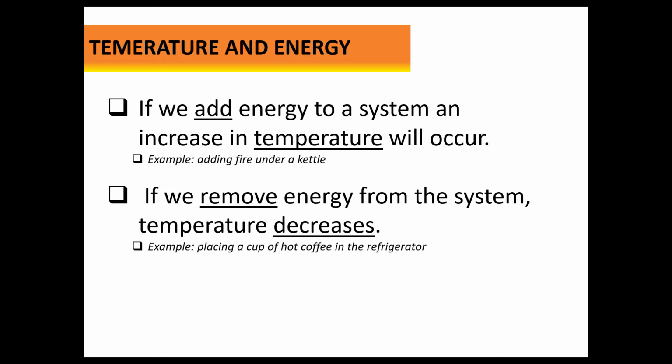Now, if we add energy to a system, you need to know that temperature will increase. A lot of times heat energy and temperature are mistaken for one and the same, but they're not. Heat energy is dependent upon temperature, or vice versa. Temperature is dependent upon heat energy. So if we add heat energy to an object, its temperature will rise. If we remove heat energy from an object, its temperature will fall. So you can see in my examples here how that works.